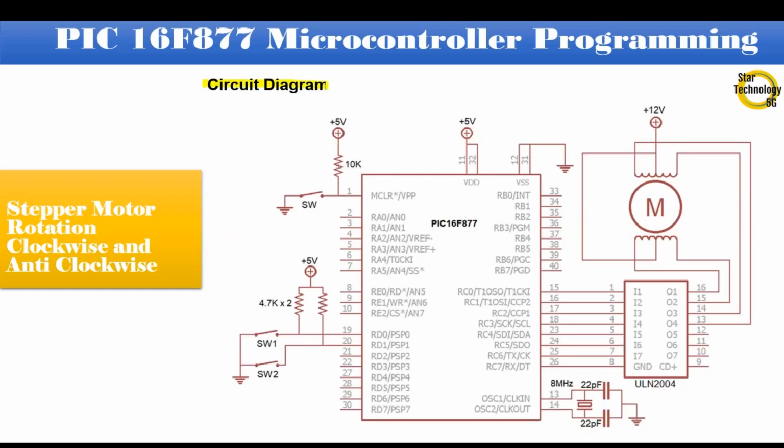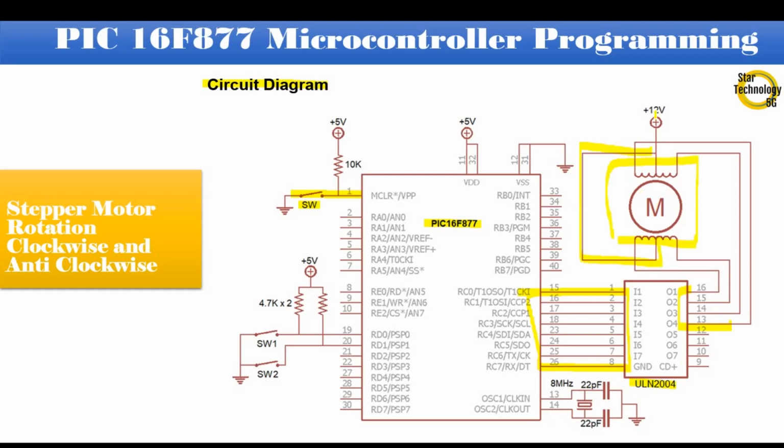Here is the circuit diagram we are using in our project. It is the PIC16F877 microcontroller. Pin number 1 is master reset. If we press the switch it will reset the microcontroller. Port C is interfaced with the ULN2004 Darlington pair transistor array. The output of the ULN2004 is connected with the stepper motor. It is a unipolar stepper motor.